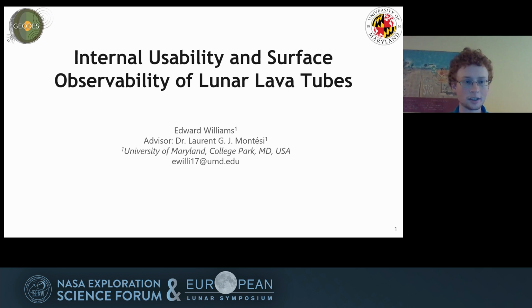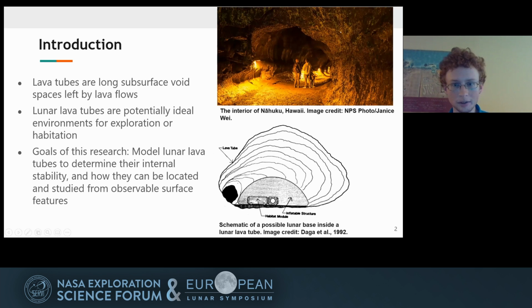Okay, so hi, I'm Edward Williams, and I've been studying the internal usability and surface observability of lunar lava tubes. So just for some background and introduction, lava tubes are long subsurface void spaces left by lava flows. They exist on Earth, and we also have evidence indicating that they exist on the Moon. A lunar lava tube would potentially be an ideal environment for exploration or habitation on the Moon in the future. So the goals of this research were to model lunar lava tubes to determine their internal stability and how they can be located and studied from observable surface features.